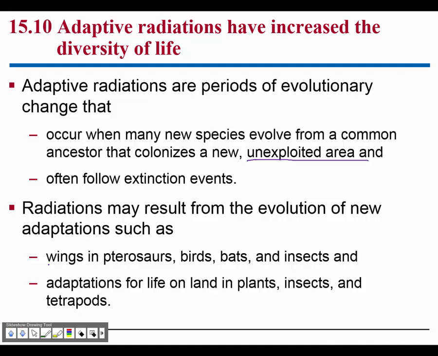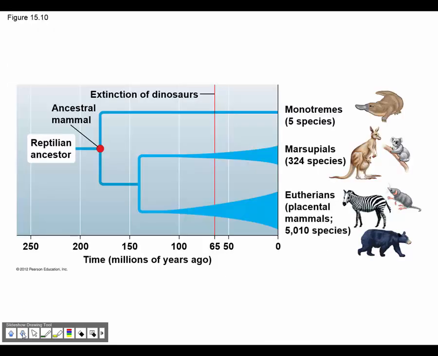Radiations may result from the evolution of new adaptations such as wings in pterosaurs. They can move around: birds, bats, insects. All of a sudden they can move to lots of different areas. And so, adaptations for life on land in plants, insects, and tetrapods, right?